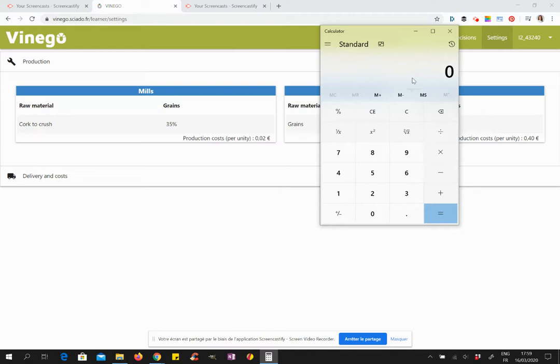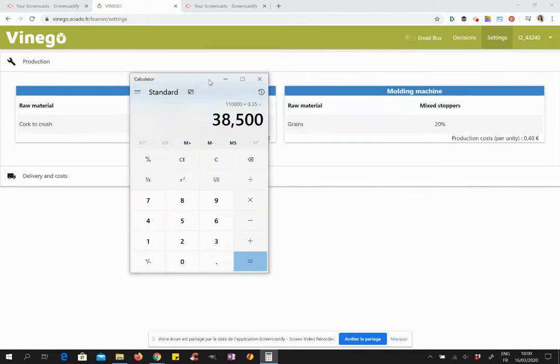I will multiply my whole quantity by 0.35, and I will obtain 38,500 kilos of grains. The grains, I have to transform them into mixed toppers, and so I will multiply this quantity by 0.20 because I have to obtain 20% of mixed toppers, and then I have my final quantity, which is 7,700 mixed toppers, my final product.